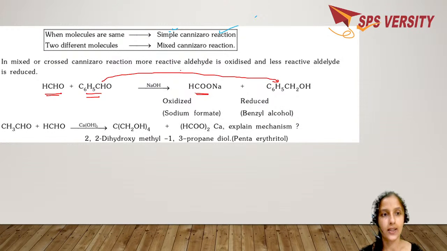This is called the crossed Cannizzaro or the mixed Cannizzaro reaction, where you have more than one type of aldehyde reacting. And then we have the next reaction where you have acetaldehyde as well as formaldehyde reacting in the presence of a base. So you have to explain the mechanism. How do you explain the mechanism in this case?